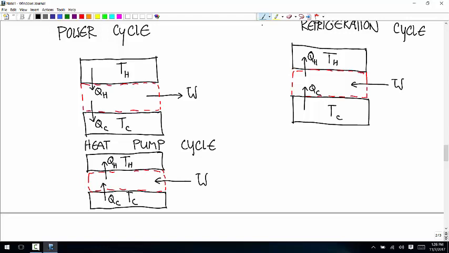A car engine is a power cycle, except it adds the extra little bit of chemical potential energy, you know.